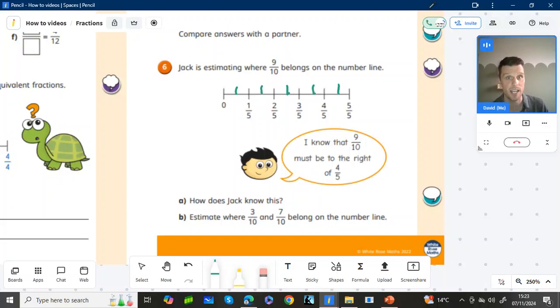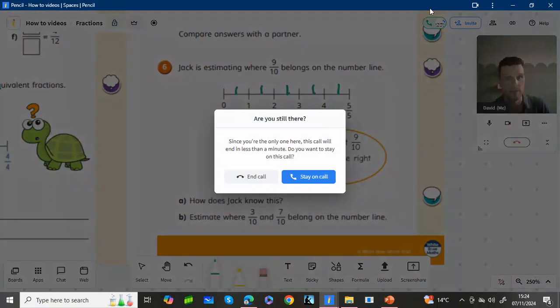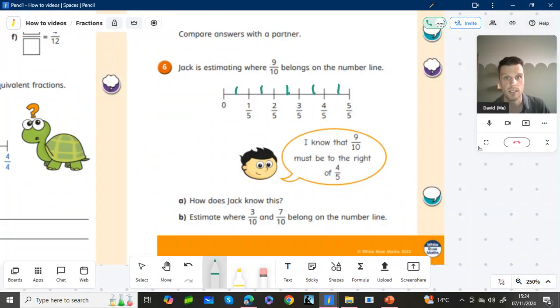And now I would count along. So 1, 2, 3, 4, 5. Let's try now. 5, 6, 7, 8, 9. So 9/10 would be there. So that is how Jack knows this. Okay, so you can have a go at question B. Estimate where 3/10 and 7/10 would belong on the number line. Pause the video here to answer the question.